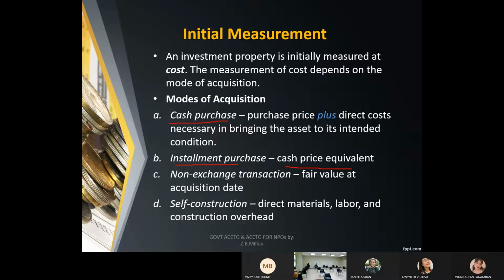Okay? Kasi 'di ba, kapag installment, for example, magda-down ka muna, then yung the rest ng balance hulog-hulugan mo. So yung magiging cost dito is yung cash price equivalent. And yung difference nung babayaran mo and nung cash price equivalent, interest expense. Okay? Non-exchange transaction, for example, donation. So walang purchase price yon. Ang gagamitin mong cost is yung fair value at acquisition date. Then self-construction, yan, si direct materials, labor, and overhead.